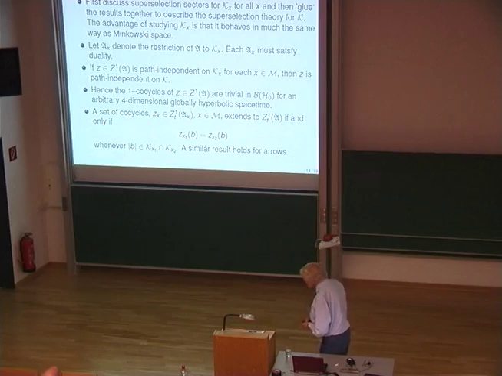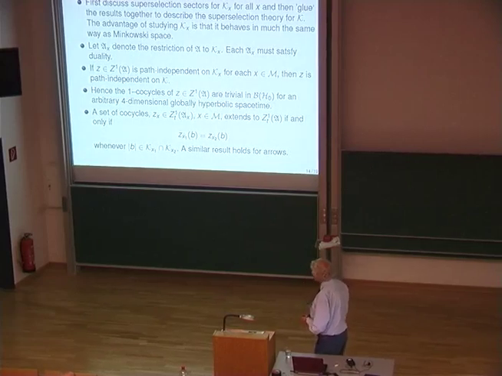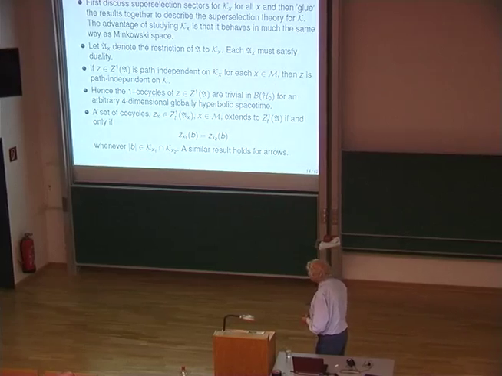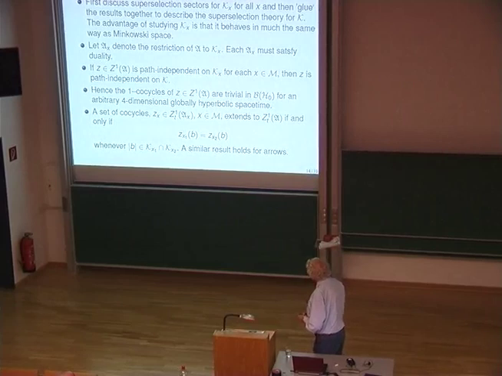Now, this is a more complicated setting for doing superselection theory, and there is a strategy, which is first that you should look at the superselection sectors for K of X for all X, and then glue the results together to describe the superselection theory for K. And the advantage of studying K of X is that it behaves in much the same way as Minkowski space. So you've got the algebra of observables, and you denote by A of X the restriction of this algebra of observables to the partially ordered set K of X. And you assume that A of X satisfies duality.